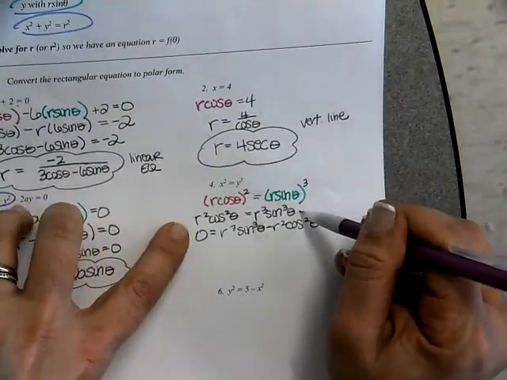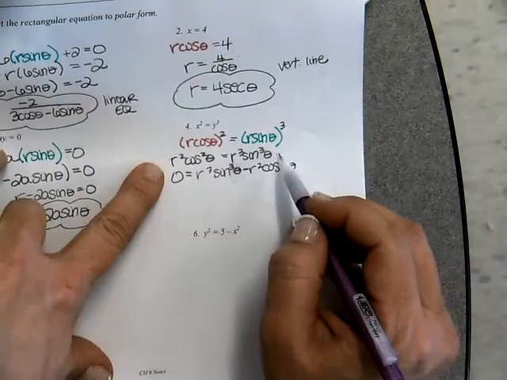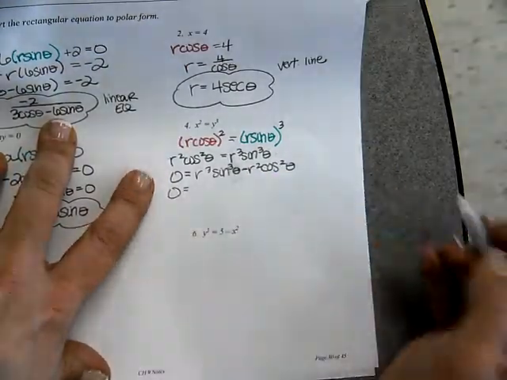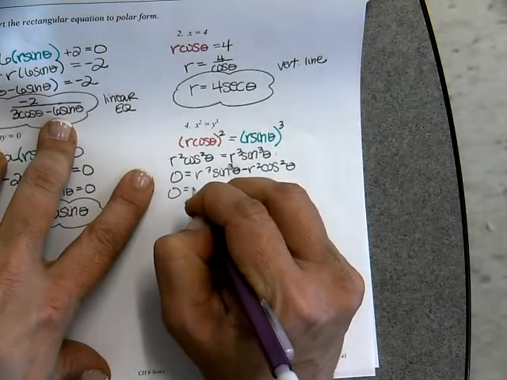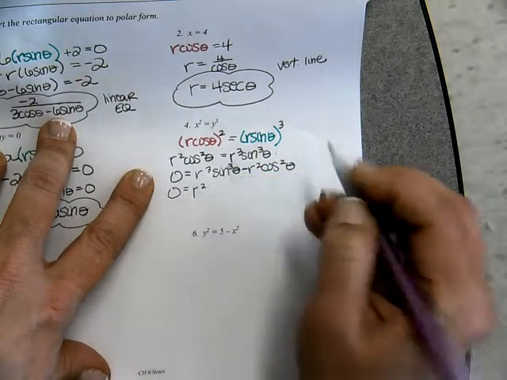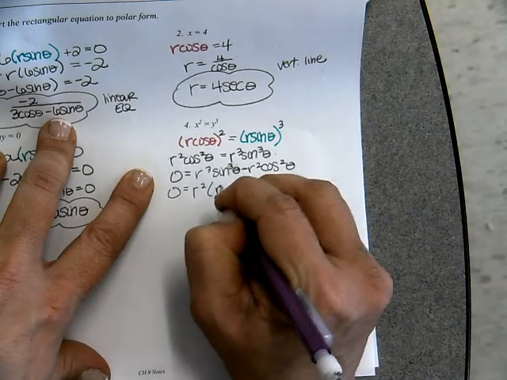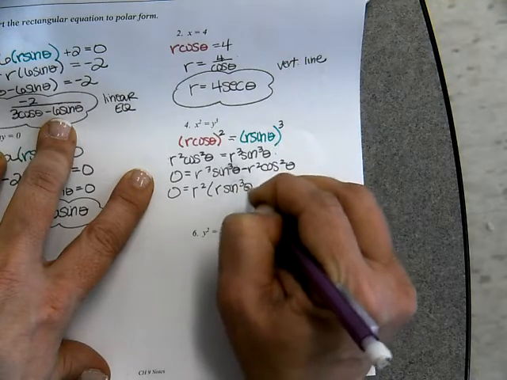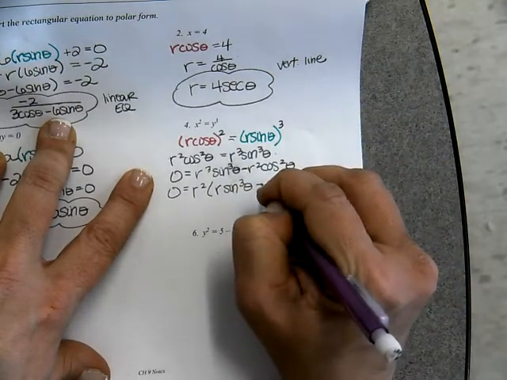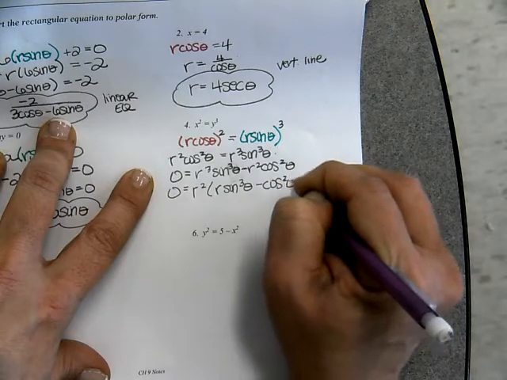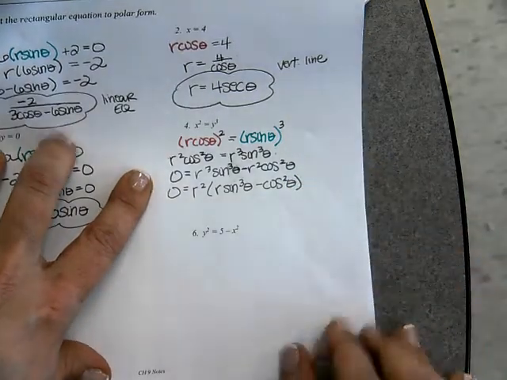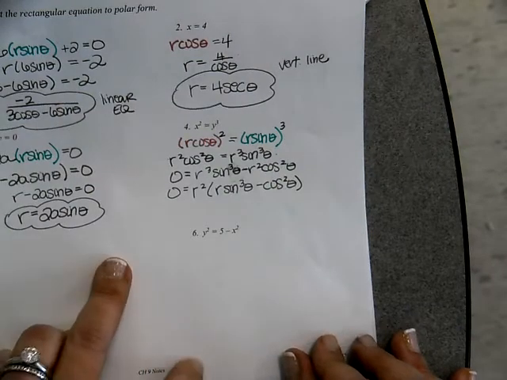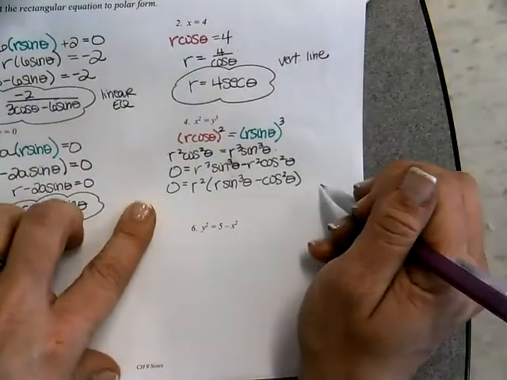And again, we could have divided by r squared, but it's scary to divide by variables here. So I put them on this side, so what we could do is factor out an r squared. So we end up with r sine cubed theta minus cosine squared theta. Okay, I just feel a little bit better about that.